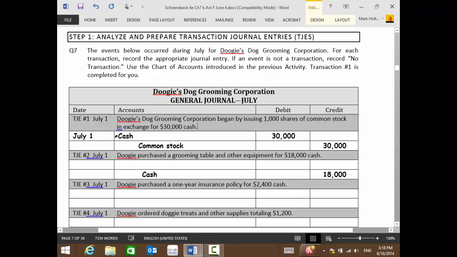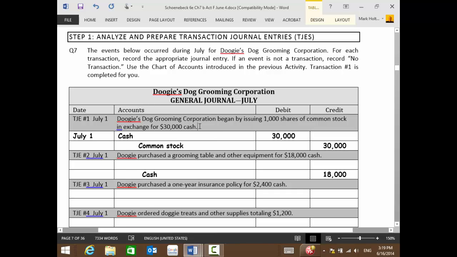So what I do is I write the name of the account, flush left, and I write the amount in the debit column. Now, the thing is, you can only write a journal entry if the debits equal the credits, because every transaction, assets must equal liabilities plus stockholders' equity, and that balance must always be maintained. And we said that total debits must always equal total credits. So when you record a journal entry, you've got to have the debits and the credits. Transactions always have at least two pieces to them.